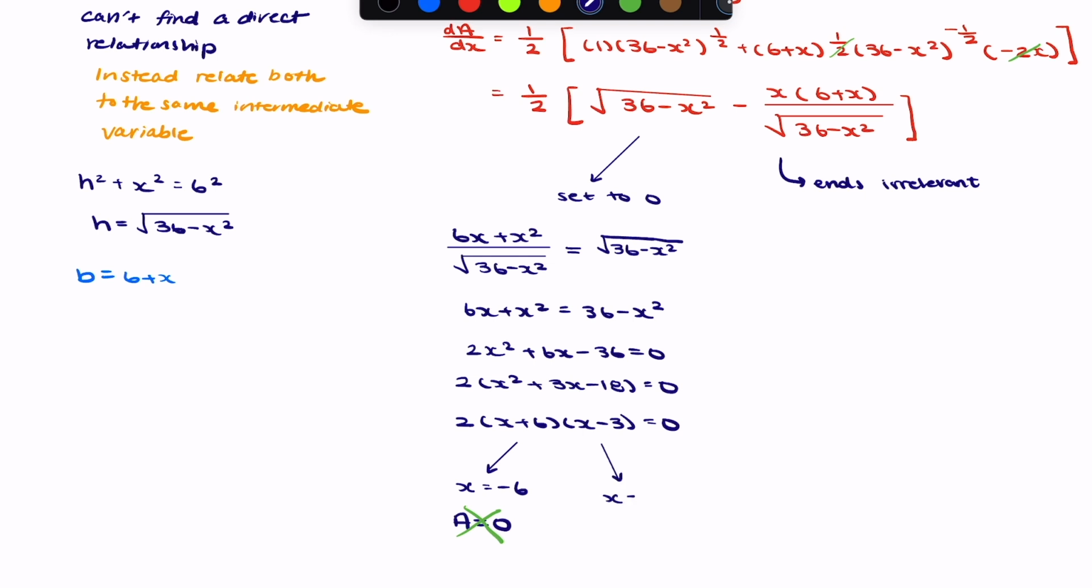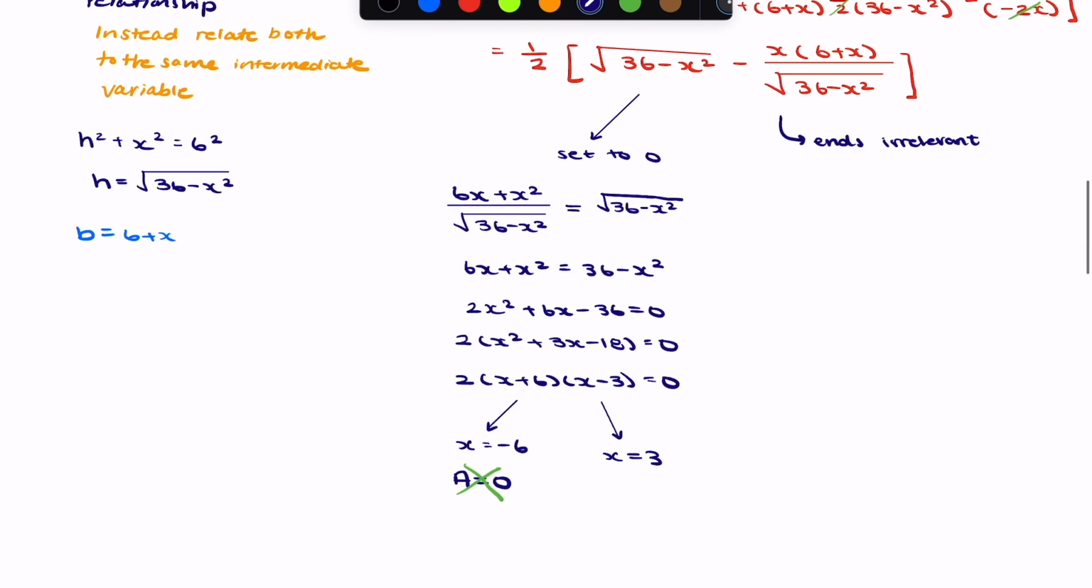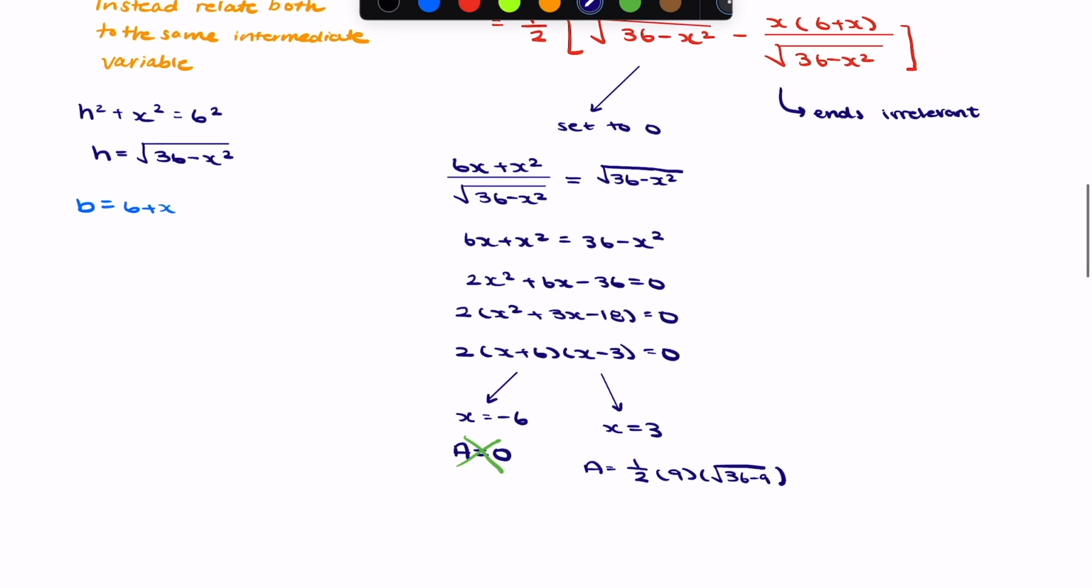And so then we're also going to look at x is equal to 3. So when x is equal to 3 and we sub it back into the area formula, we get area is equal to 1/2 times 9 times the square root of 36 minus 9. And we'll get an answer of approximately 23.3 centimeters squared.